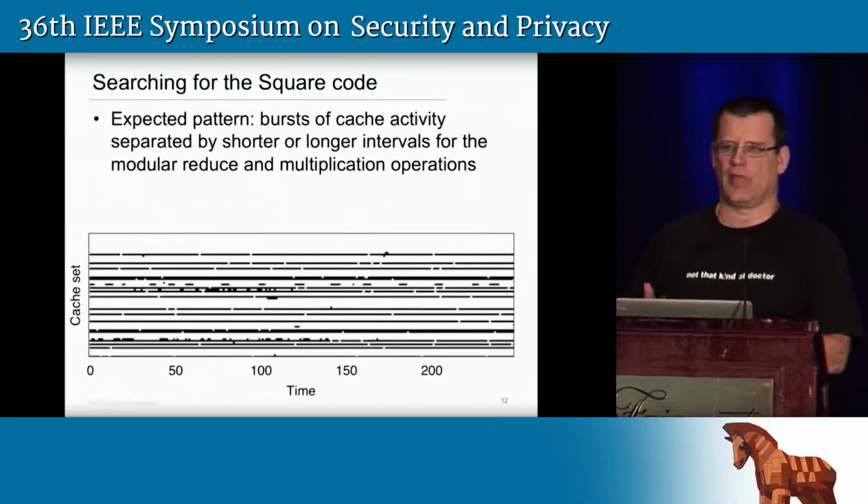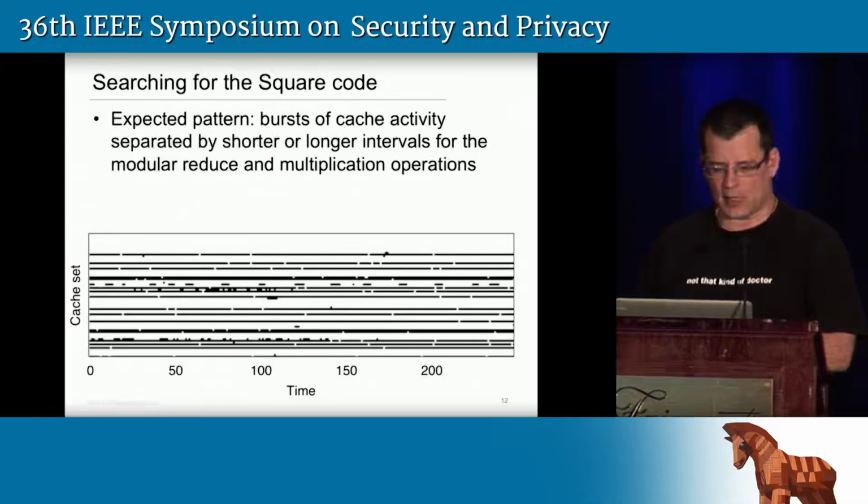So the behavior that we expect from the square line is a short burst of activity when we do the square. Then there will be some inactivity for the modular reduction. And if the bit is set, then the interval of inactivity in the square cache line will be a bit longer because it will need to do the multiply and reduce after square reduce.